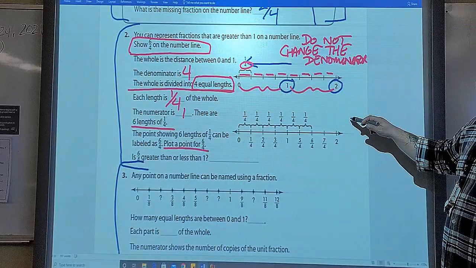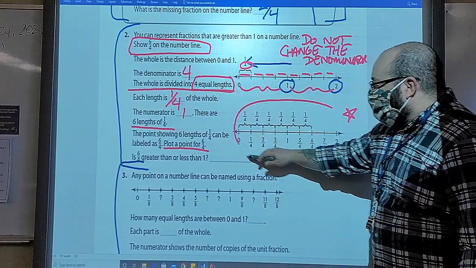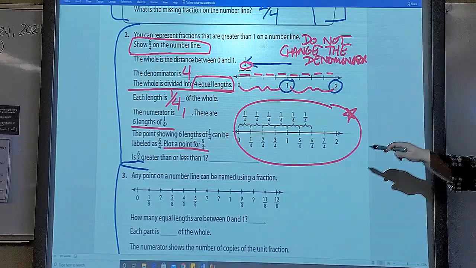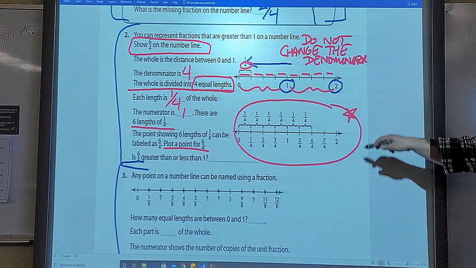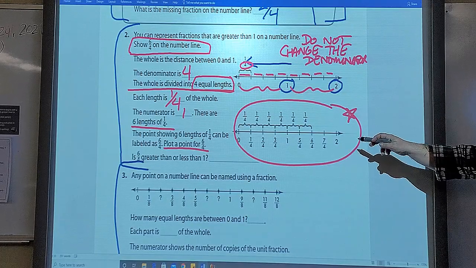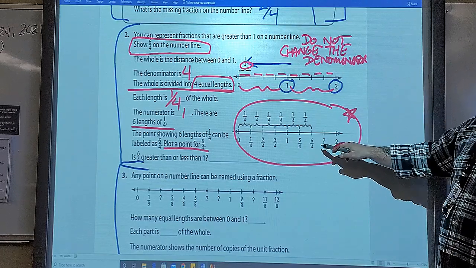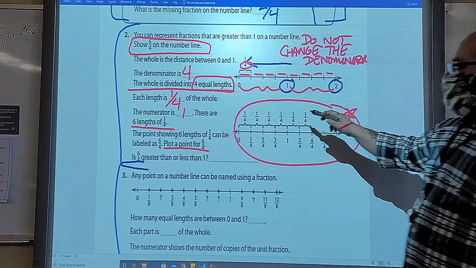guys, once again, go ahead and star this here. Look at it. Circle it. They did the work for you. If you guys were looking at your papers and paying attention, you would see that. They did the work for you. It's right here. They went all the way to 6/4. You're doing the same thing up here.